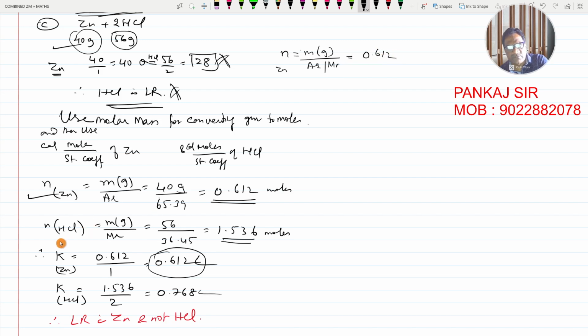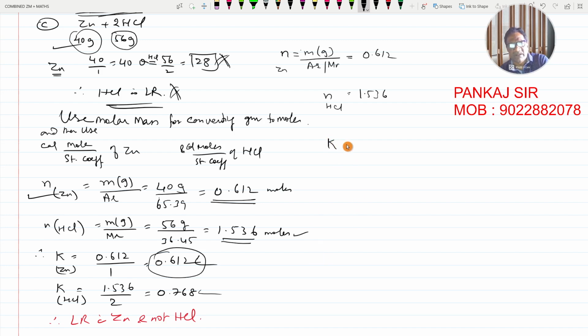Same way, I'll go for calculating the number of moles for hydrochloric acid, which will be given by mass of hydrochloric acid divided by MR. This time it will be MR, not AR, because hydrochloric acid is a compound, not an element. So mass of the hydrochloric acid given is 56 grams. That divided by the MR of HCl, 36.45. And 56 upon 36.45 works out to 1.536 moles. So N for HCl you are getting as 1.536.